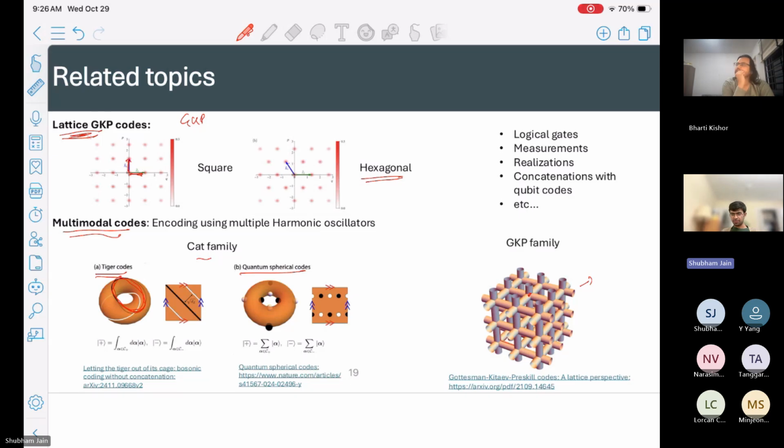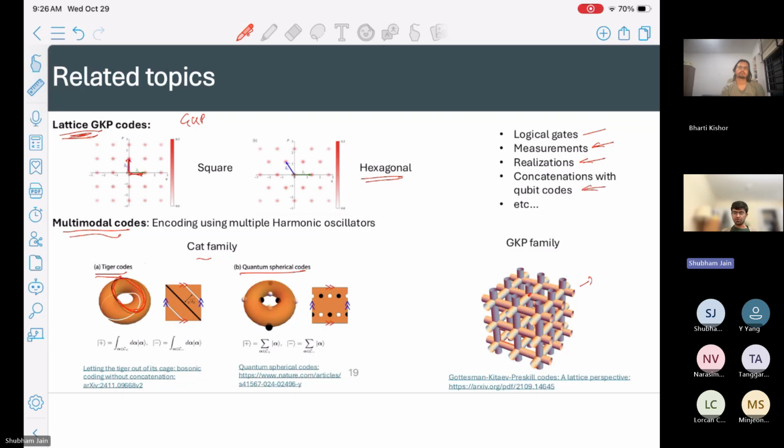Some other divergent interesting directions are how to do logical gates with these codes, how to actually do measurements in experiment, how to prepare these code states, or how you can efficiently concatenate these bosonic codes with qubit codes. This is a very interesting direction.